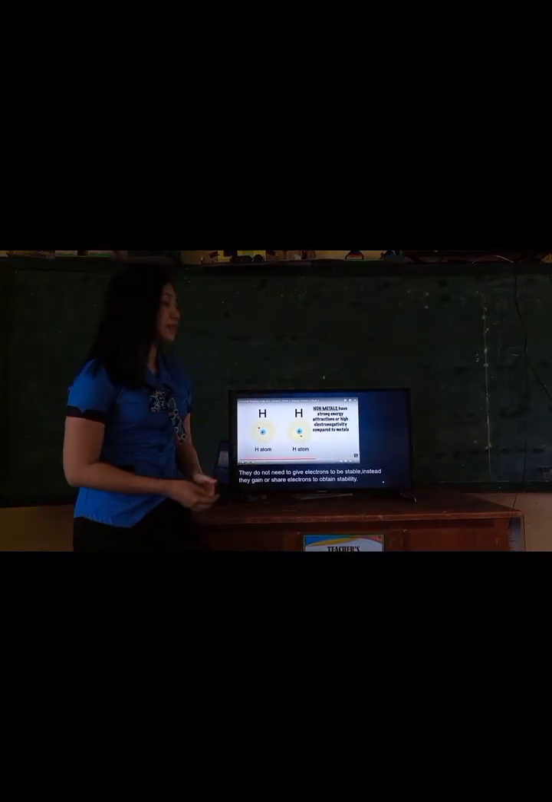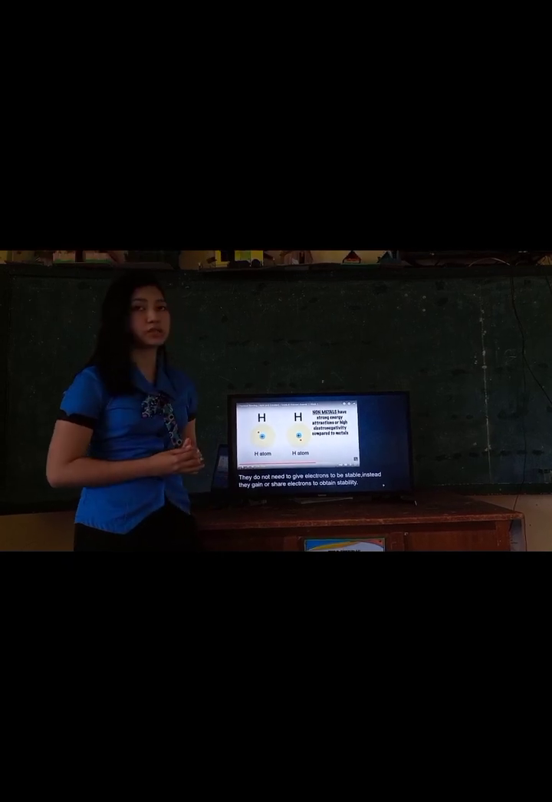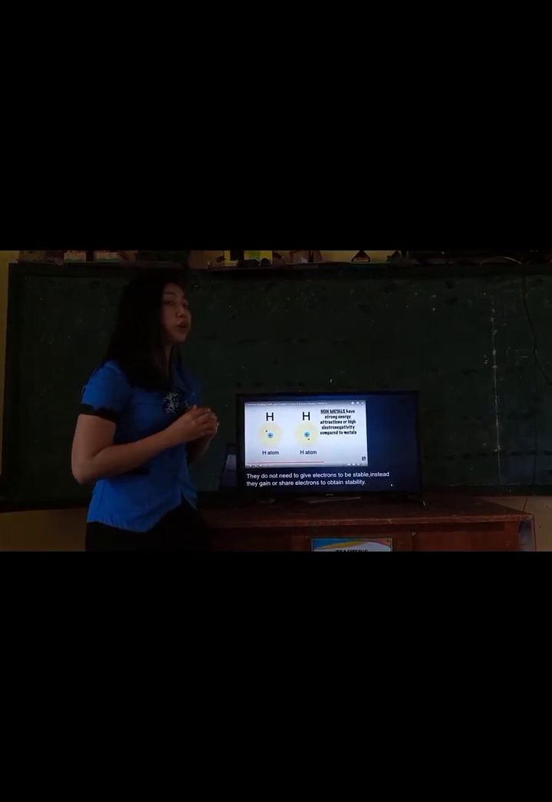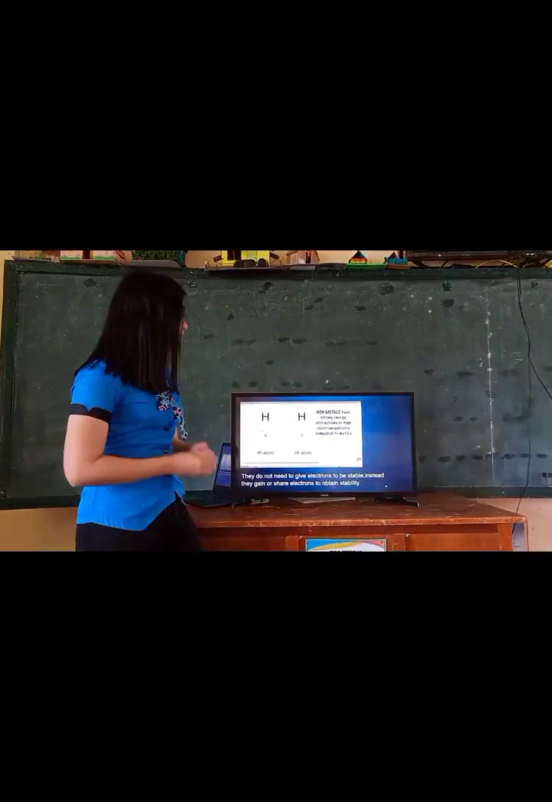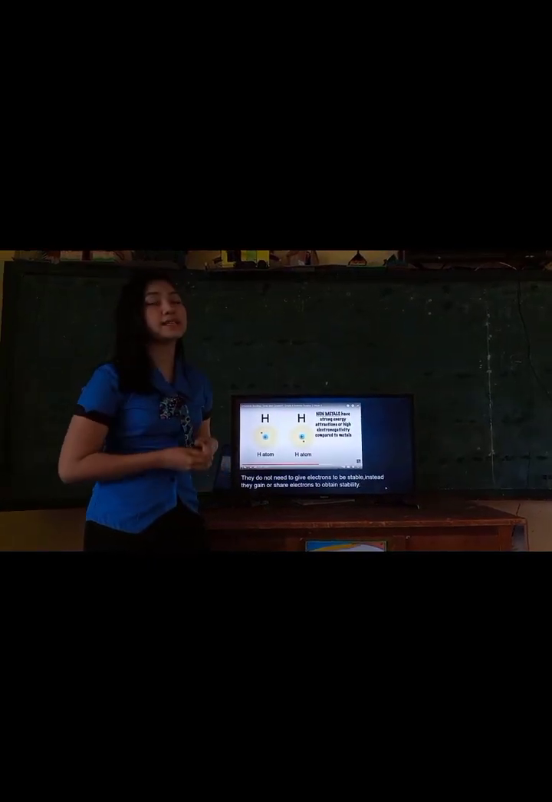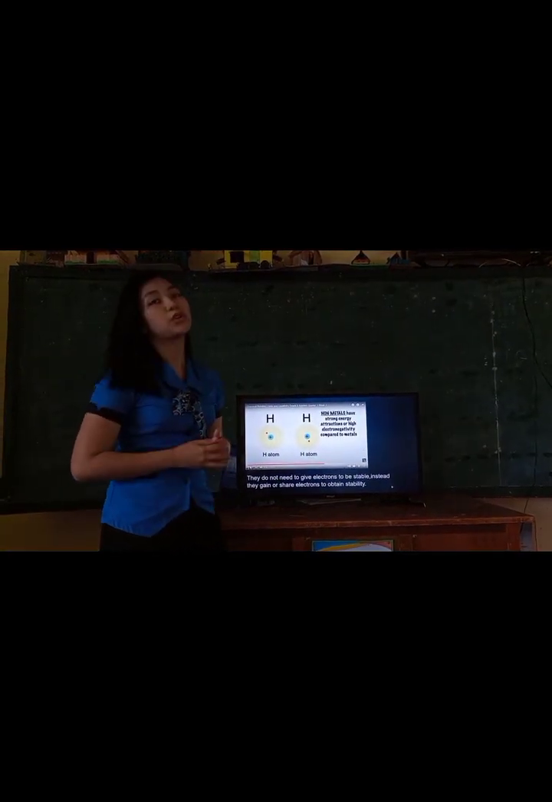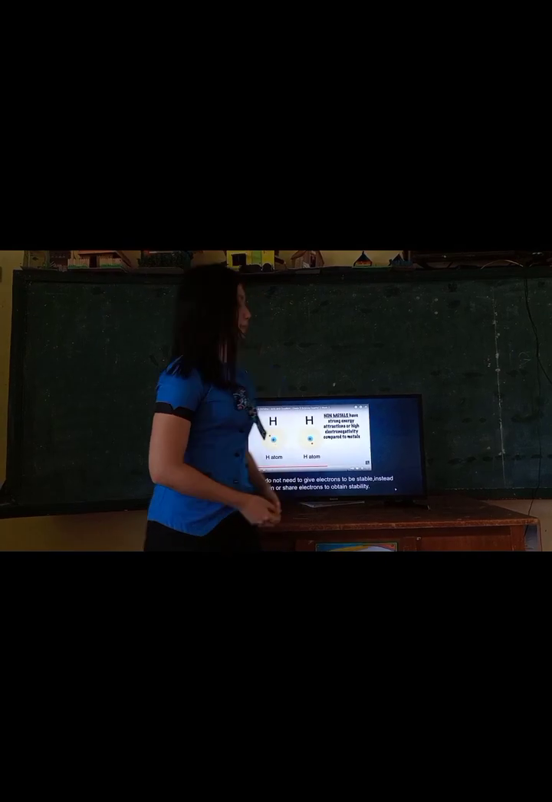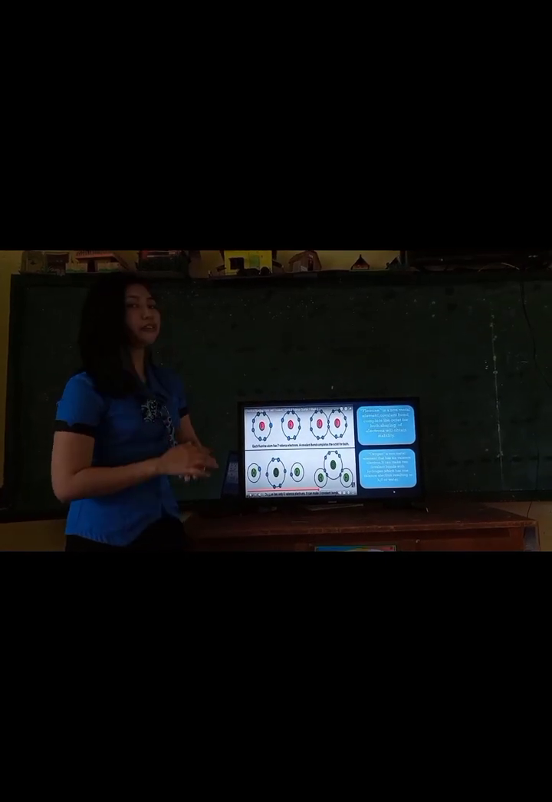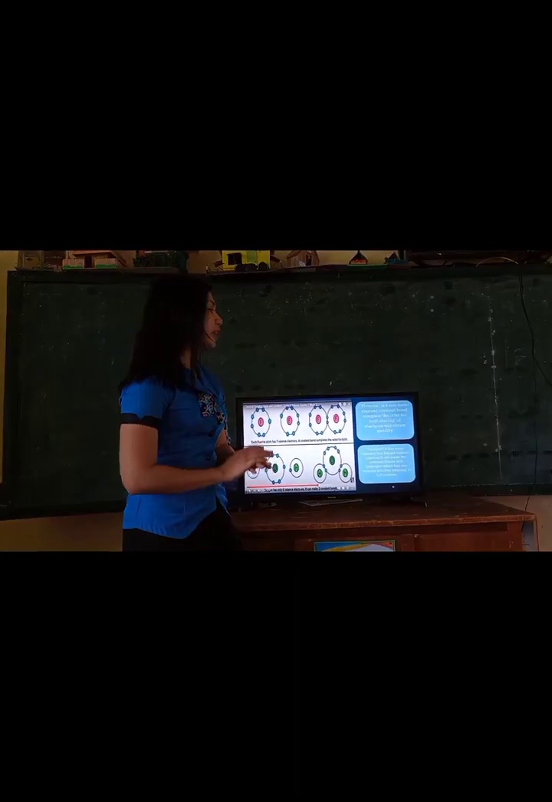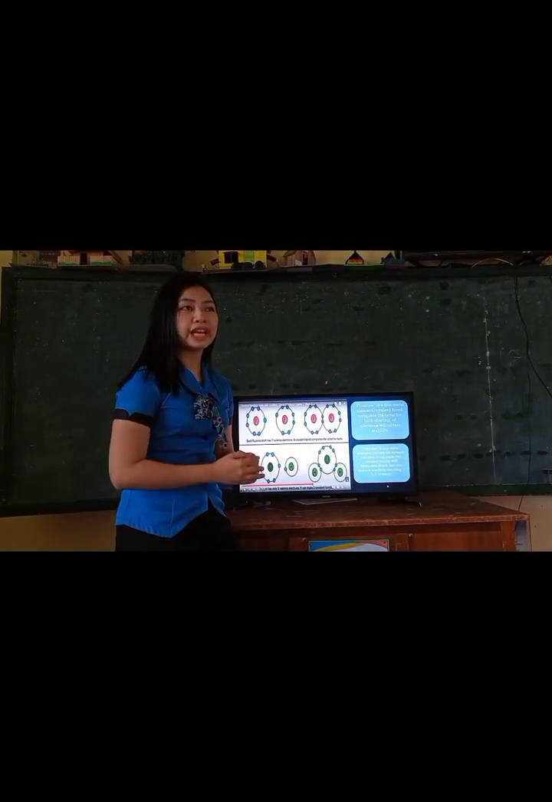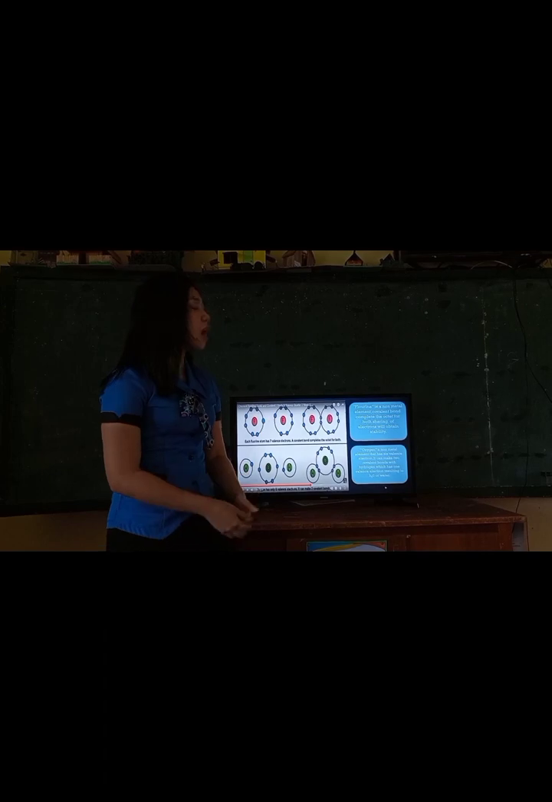Nonmetals have strong energy attraction, or high electronegativity, compared to metals. They do not need to give electrons to be stable. Instead, they gain or share electrons to obtain stability. For example, class, fluorine. We all know that fluorine is a non-metal element. A covalent bond completes the octet for both, and sharing of electrons will obtain stability.